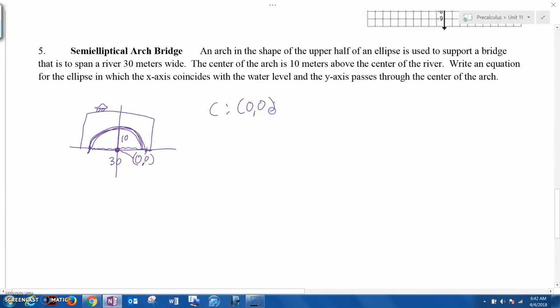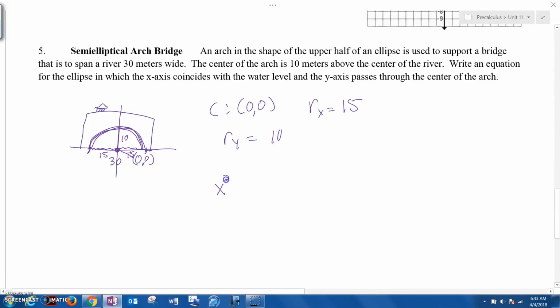This is actually a simple problem. You guys see word problems and you freak out. This is probably one of the easiest problems I can give you. In order to make an equation of an ellipse, you need the center and you need the 2 radii. Well, if the whole length of the river is 30, wouldn't you guys agree that the x radius is 15? And then I told you the y radius. In the y direction, from the center up, it says it's 10.